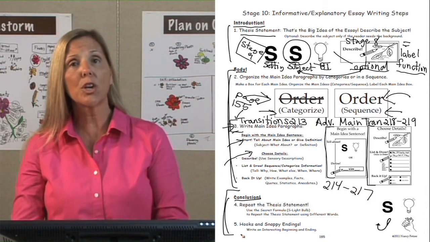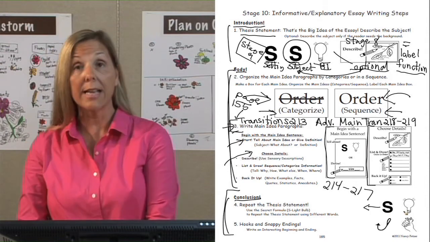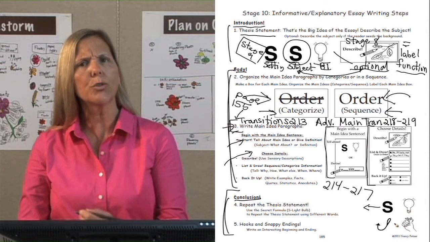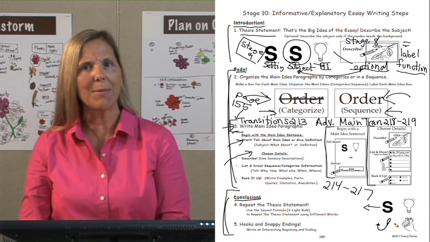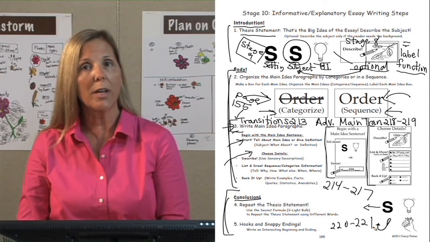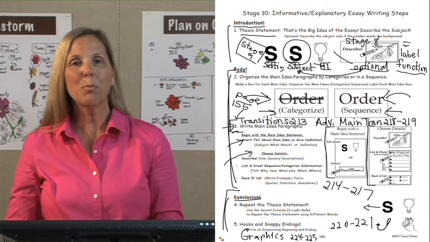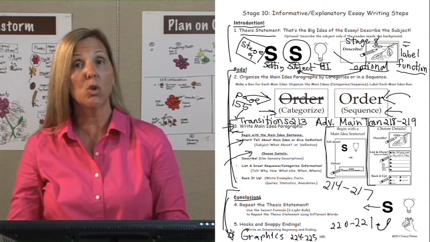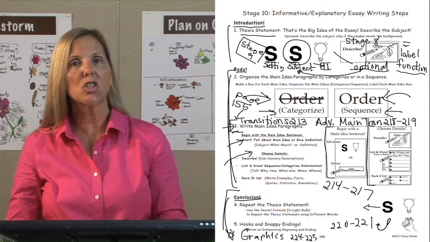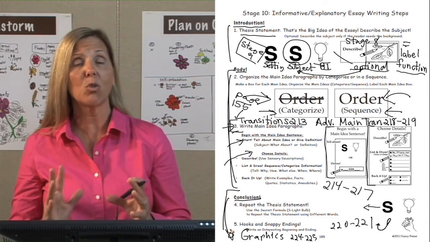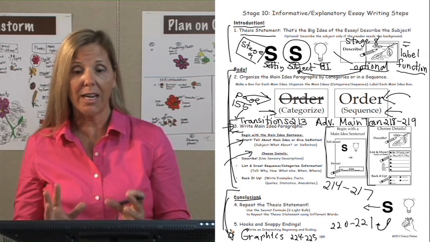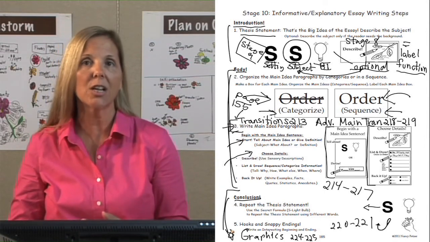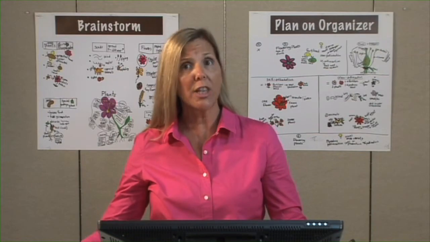And the final section of your paper is the conclusion, S light bulb, as well as hooks and snappy endings. The tools that I have that can help with hooks and snappy endings can be found on pages 220 and 221. I also put a note here: graphics, on pages 224 and 225, are my chart that displays all the different types of graphics, if necessary, that the students need to add to their paper in order to enhance the comprehension of their readers. Let's turn to the next page.